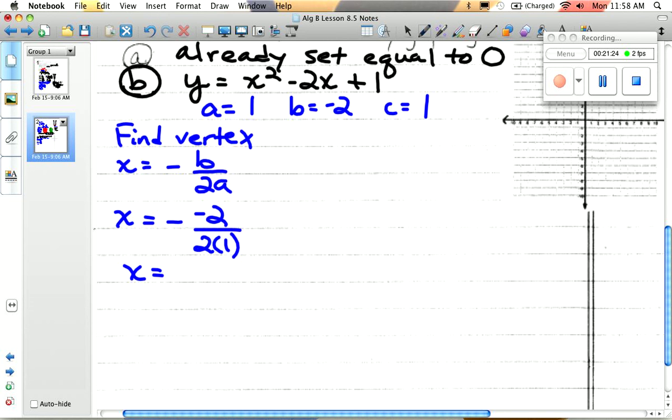Let's give this negative sign to the numerator. Remember, we get to give it to whichever one we want. So what's a negative -2? A positive 2. So we have positive 2 over positive 2. What's that equal? Positive 1. So we now know the x value of our vertex, don't we? So let's write our equation down and substitute into it to find our y value.